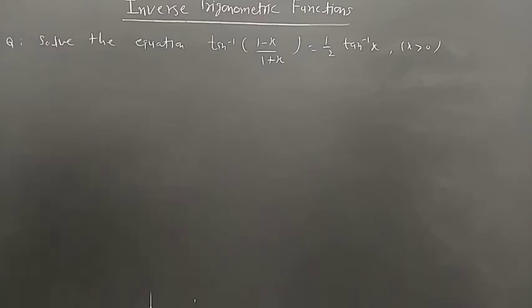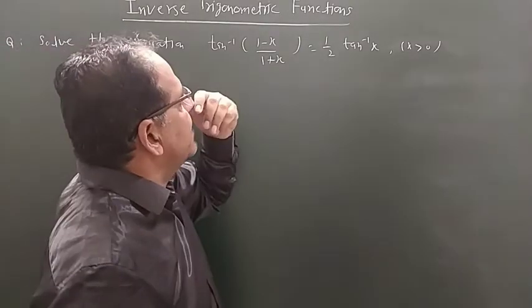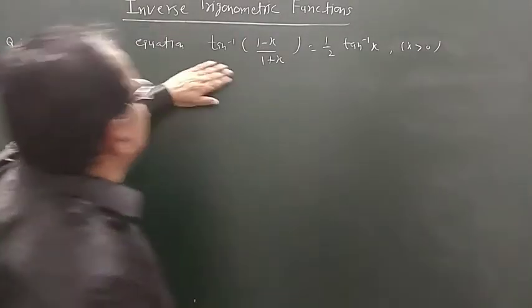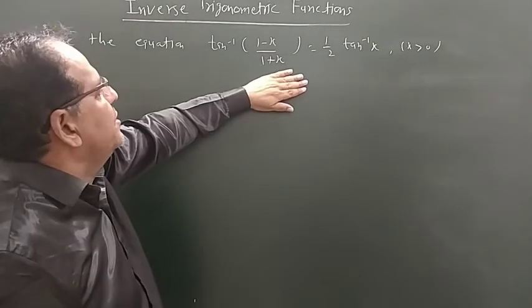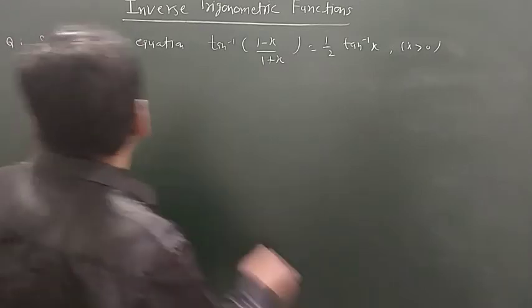Now I am taking one more problem. Solve the equation tan inverse (1 minus x upon 1 plus x) equal to 1 upon 2 tan inverse x. This is the trigonometric equation in which we want to find the value of x.